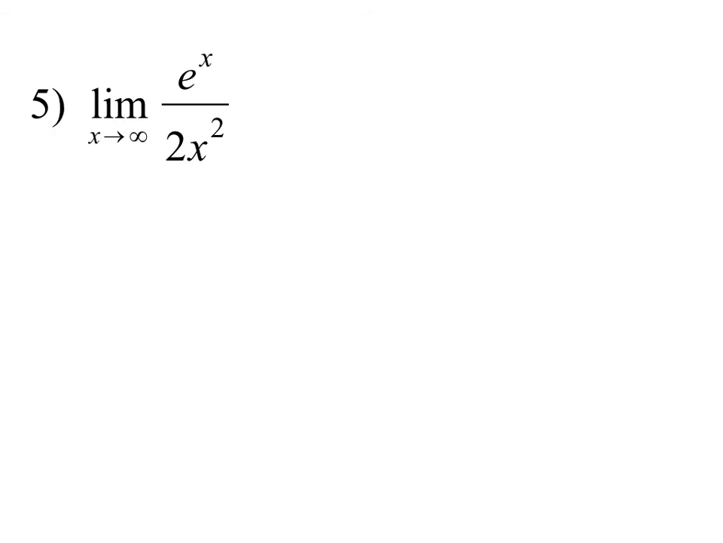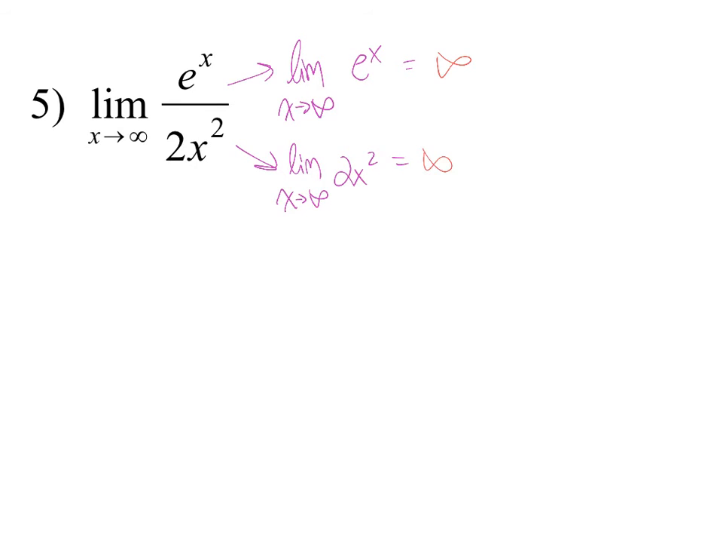All right, I want you to actually pause the video, try this problem out, and then come back in a few minutes and see if you got what I got. So to save time, I've just written the 2 separate limits out. So here we're going to get infinity when we plug in to e to the x, and 2 infinity squared, also infinity. So this is indeterminate. Let's apply L'Hopital's rule.